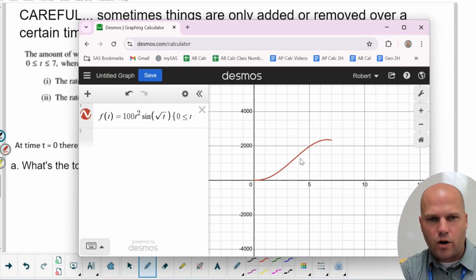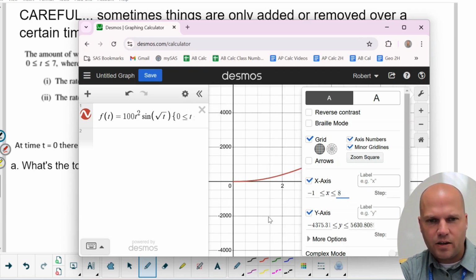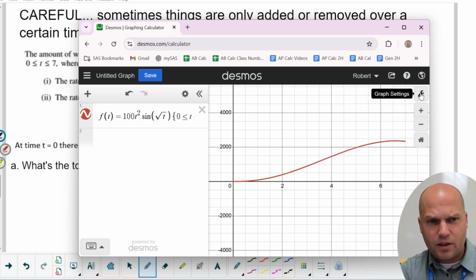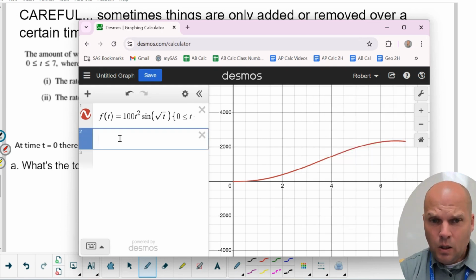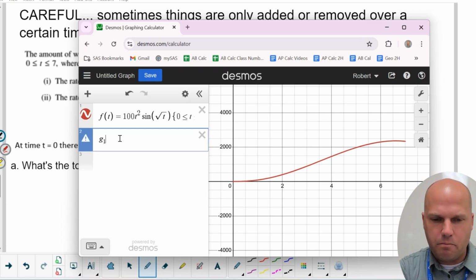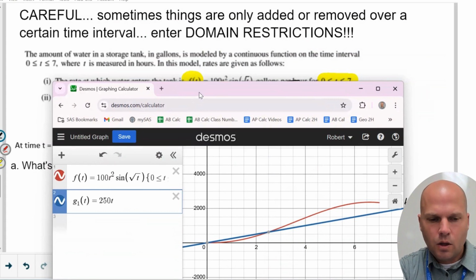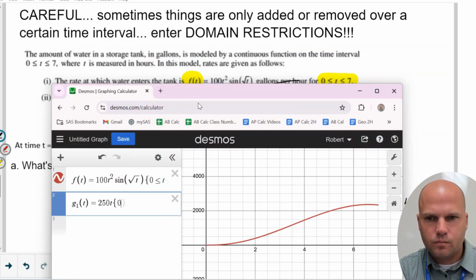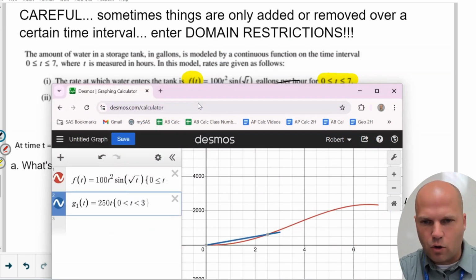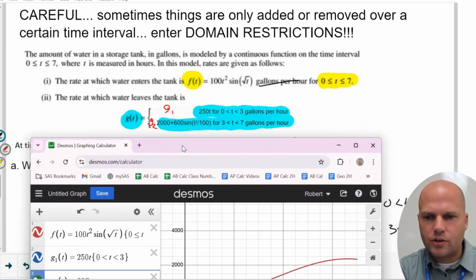That is the rate at which water is flowing in. We can also adjust our x-axis. We know we're going from 0 to 7, so might as well go from -1 to 8. Again, I'm hitting this graph settings to adjust my y-axis, my x-axis. Cool. Now I have G1. Now look, I just typed in G, then I clicked on 1, and it immediately goes to G1. And G1 is 250t, but it's only over the interval 0 to 3. Cool. You can see G1 is right there. Perfect. I'll set G2: 2000 plus 600 sine of t squared over 100, and that's going to be from 3 to 7.